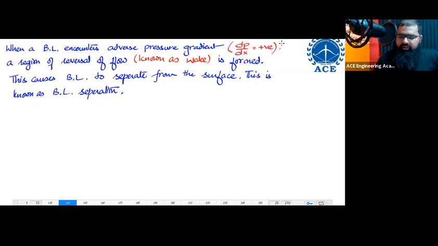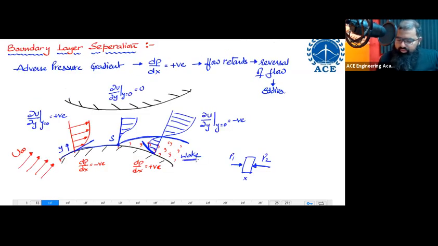So whenever you are having an adverse pressure gradient, you are going to have a region called wake formed. Wake is basically the zone of reversal. What is wake? The region of reversal of flow is known as wake. Now, because of formation of wake, what is happening? The boundary layer is no more attached to the surface. It is getting displaced up. It was initially touching the surface, then because of reversal of flow, it has moved up. This region in between is the wake region. The boundary layer has got separated now. This is known as boundary layer separation. As a matter of fact, boundary layer separation is experienced whenever you have a positive pressure gradient.